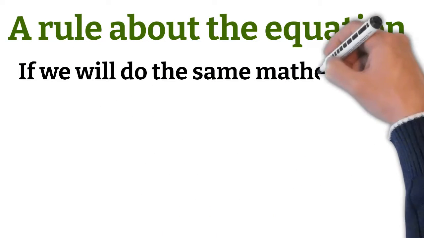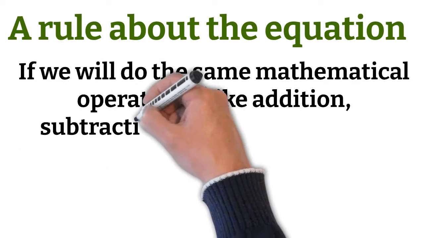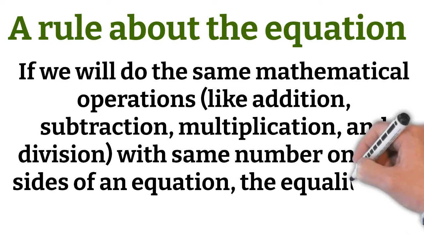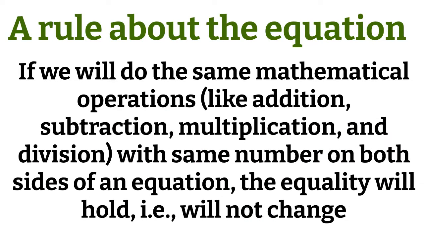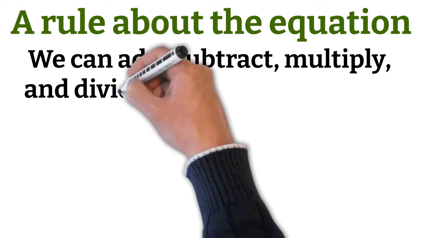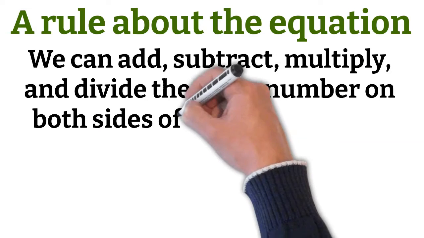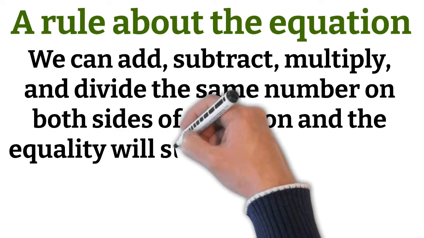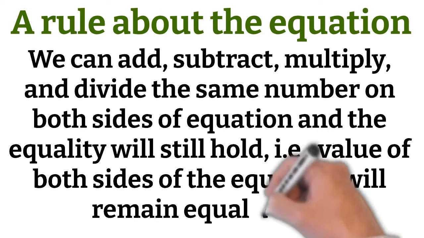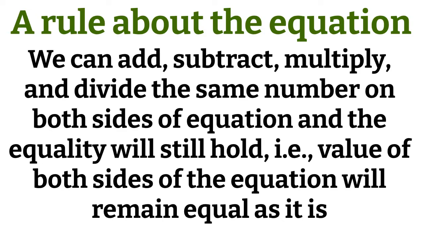Before that, we should know a rule about the equation. If we do the same mathematical operations like addition, subtraction, multiplication and division with the same number on both sides of an equation, the equality will hold, that is, will not change. In simple words, we can add, subtract, multiply and divide the same number on both sides of an equation, and the equality will still hold. That is, the value of both sides of the equation will remain equal as it is.